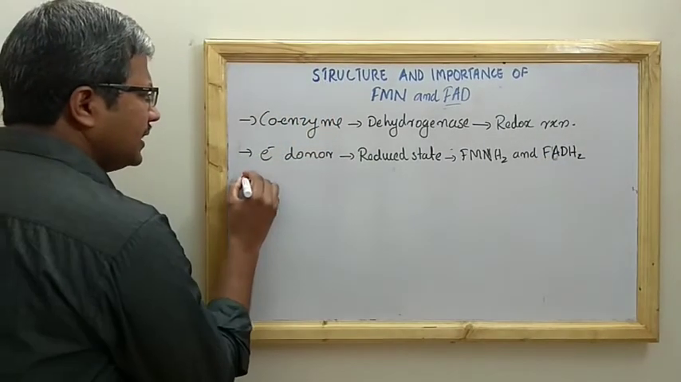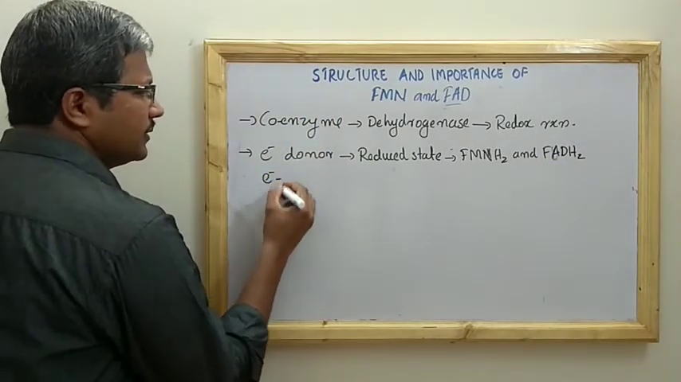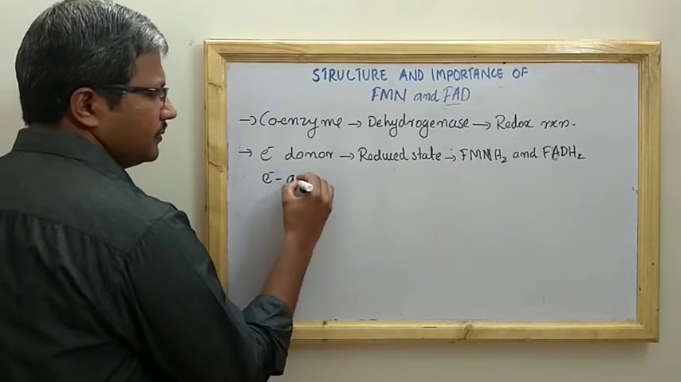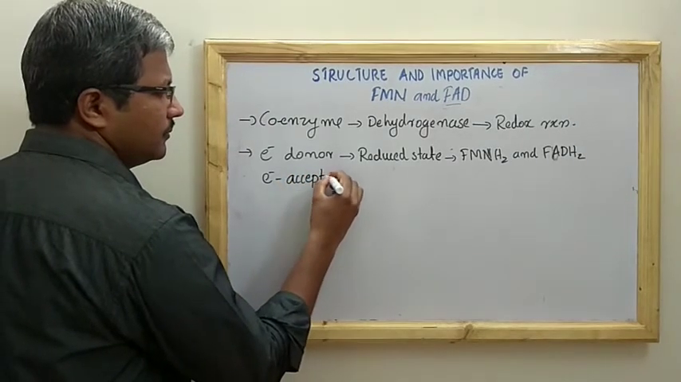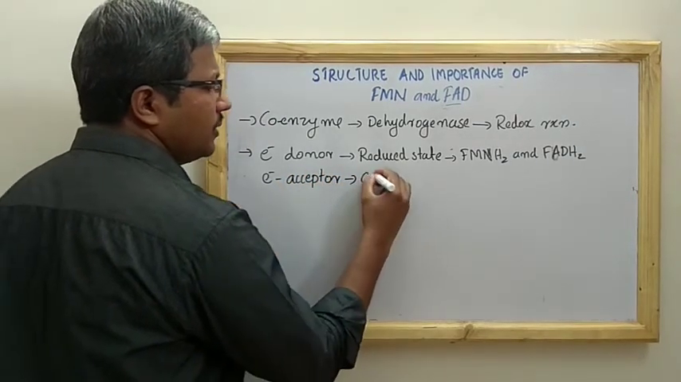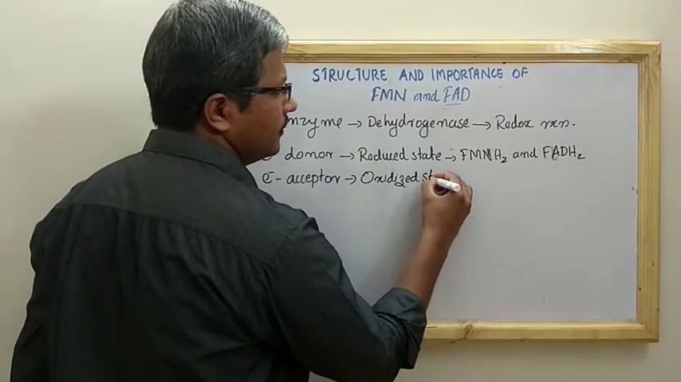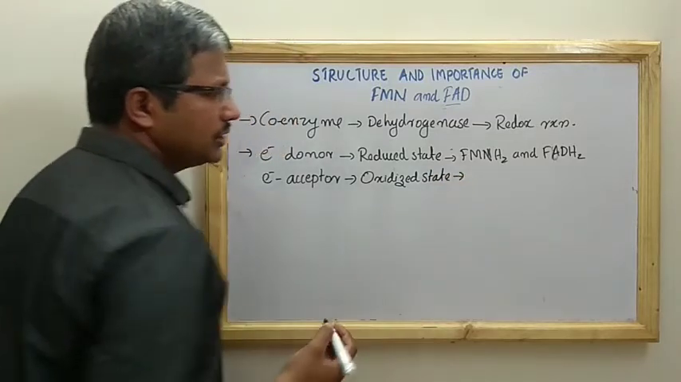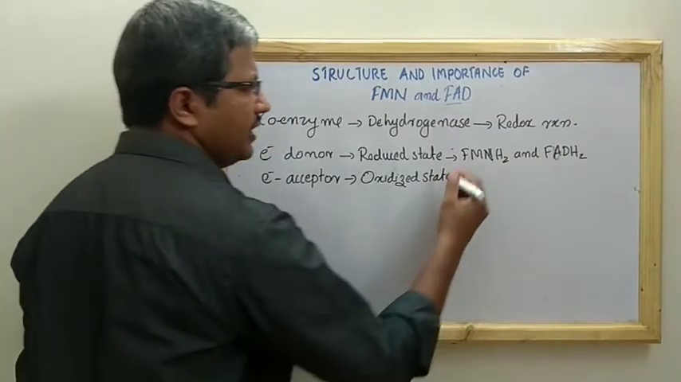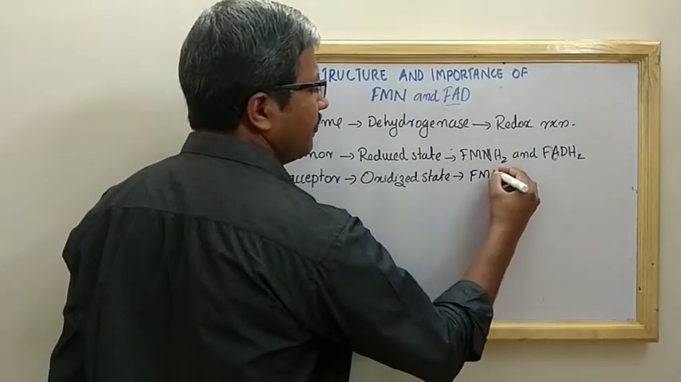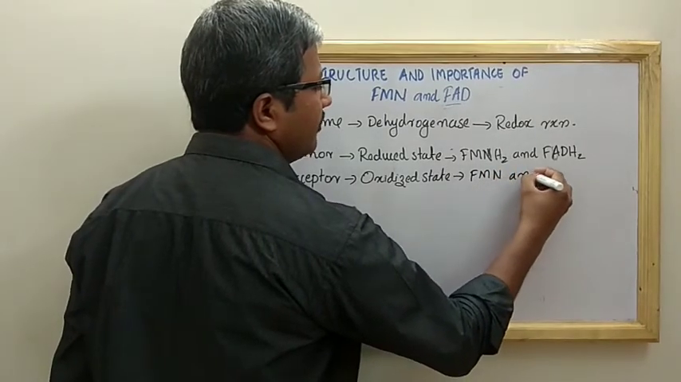Okay, and it acts as the electron acceptor when in oxidized state. What is the oxidized state of FMN and FAD? It is nothing but FMN and FAD.